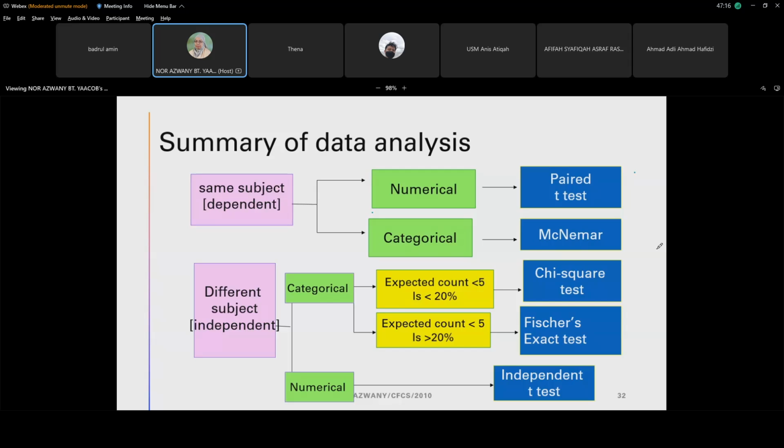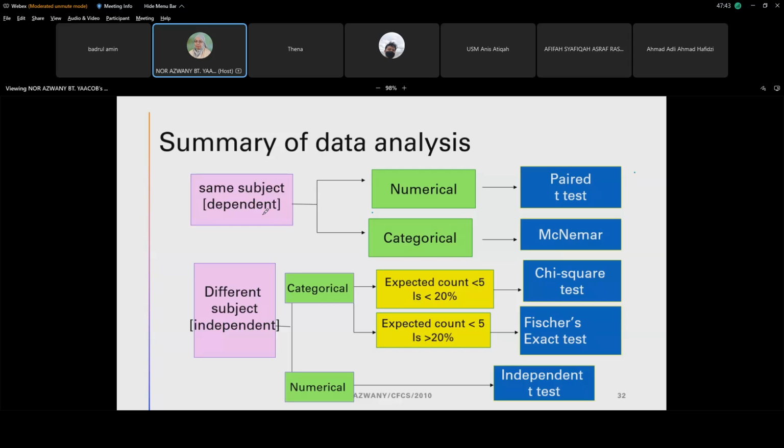So it can be in multiple true false, it can be in scenario based question. How are you going to decide what the test is all about? First, you look into whether the same subject or dependent subject, like you do the before and after. So this is a dependent subject.